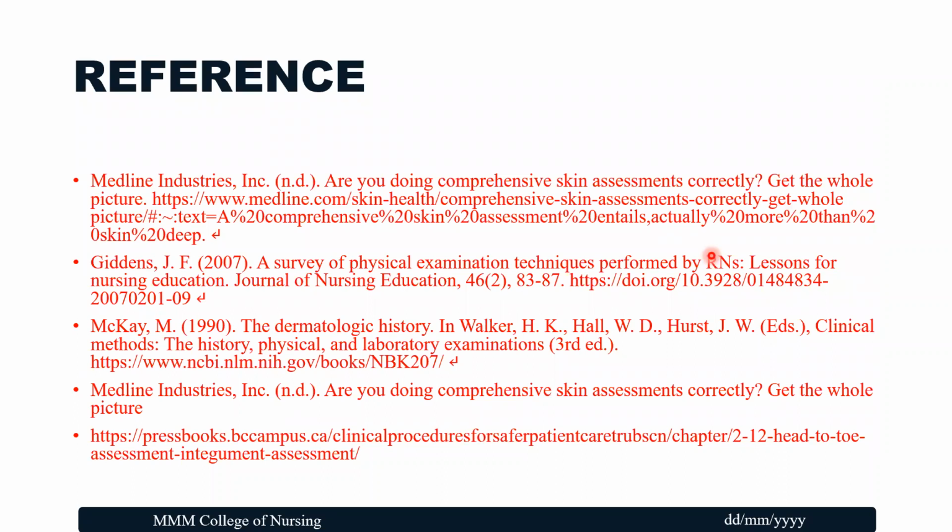Before I conclude my topic, I think it is very clear. Under skin, first the general survey, you have to inspect the skin. Then when you move on to palpation, you should check for the temperature, moisture, texture, and turgor. Then when you come to the nails, you should first inspect and palpate. Inspect for the color and the shape, and palpate for the texture and the capillary refill.